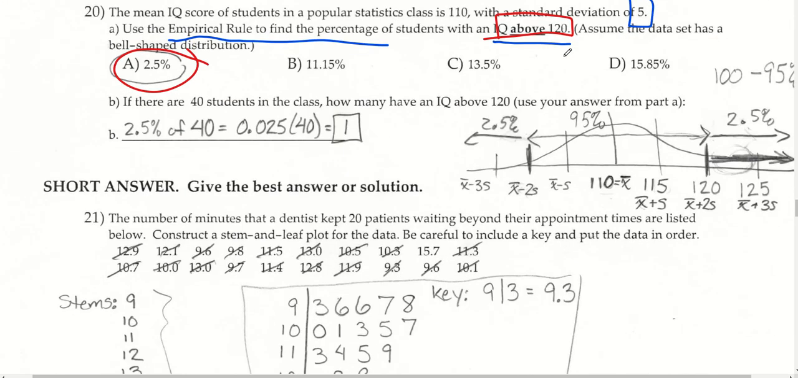From there, in part B, which is a follow-up, it just simply becomes a percent of. If we have 50 students in the class, we know that 2.5% of them have an IQ above 120, so we can actually use that to figure out the count. Percent of, you multiply, change the percent to a decimal, that's 0.025, times 40, means that in that class of 40 students, we would expect to have one student have an IQ above 120.